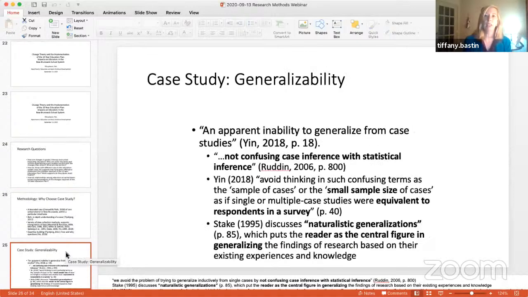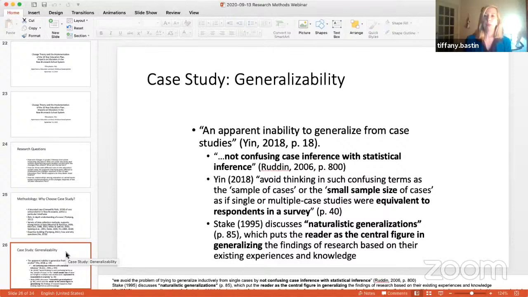Some of the challenges, or what has been raised before in terms of why case study may be a challenge for looking at outcomes, is there's an apparent inability to generalize from case study. I know in India, for example, you use a lot of quantitative data and quantitative analysis. And what we want to be sure of when we look at a case study is that we're not confusing case inference with statistical inference.